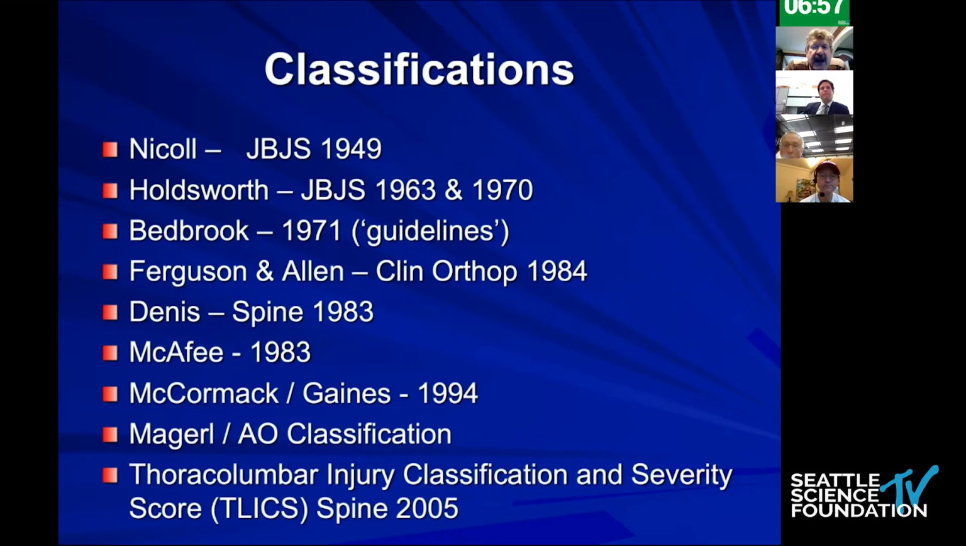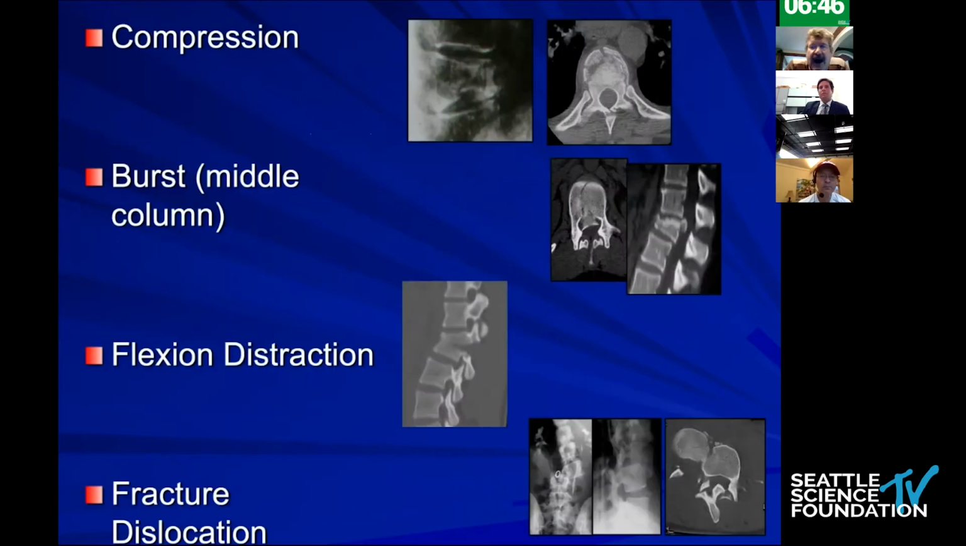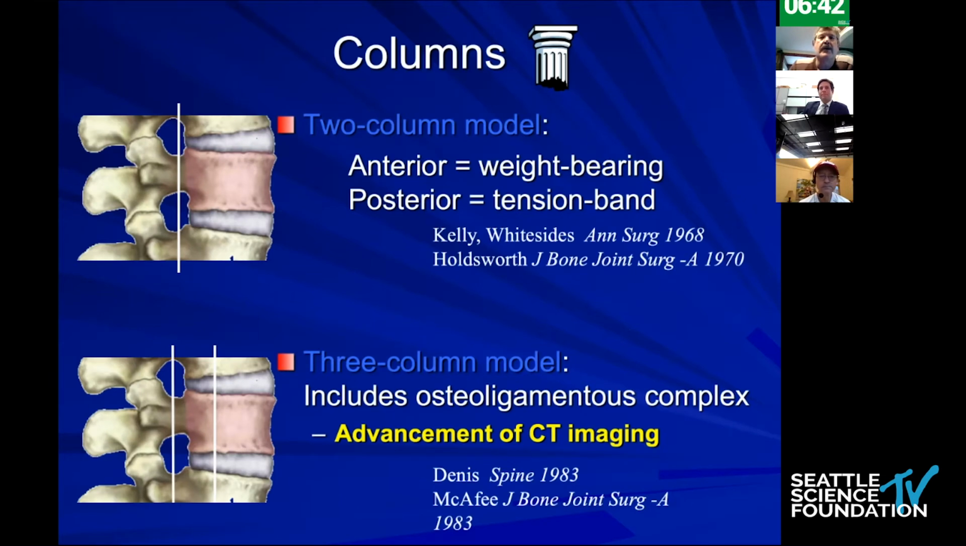So classifications go back many, many years, and you can see this evolution of classification. What I find interesting is that 50 years ago, we talked about an anterior weight-bearing column and a posterior tension band column. It's kind of a two-column theory. And what's interesting is really that's what we've come back to.